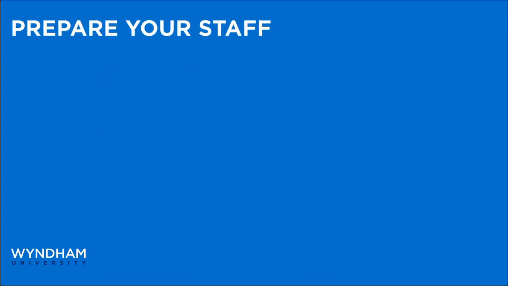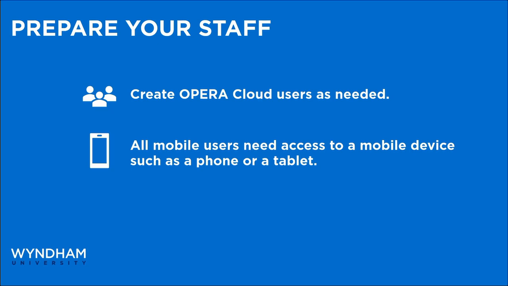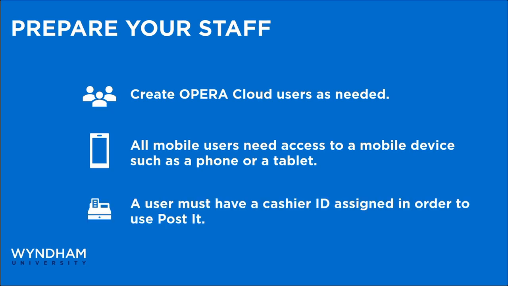To prepare your staff to use the Opera Cloud mobile app, create Opera Cloud users for them in identity management as needed. Ensure they have a device to use. And for hotels using Post-it, attach a cashier ID to their user in Opera Cloud. Without the cashier ID, they will not be able to post anything to a guest room. If you need more information on setting up users or attaching cashier IDs, see the User Management Job Aid.